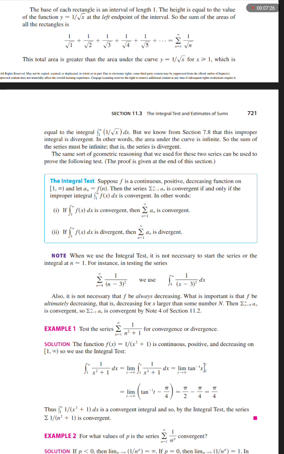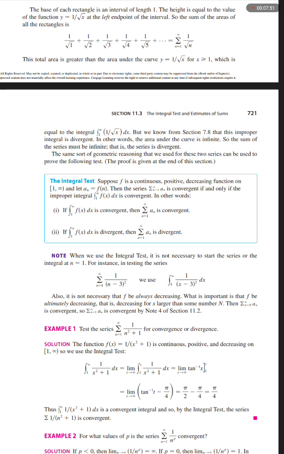In other words, number one, if the integral from 1 to infinity of f of x dx is convergent, then the sum from n equals 1 to infinity of a sub n is convergent. Number two, if the integral from 1 to infinity of f of x dx is divergent, then the sum from n equals 1 to infinity of a sub n is divergent.